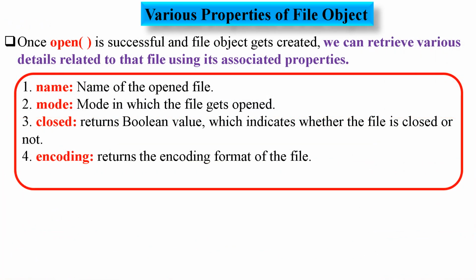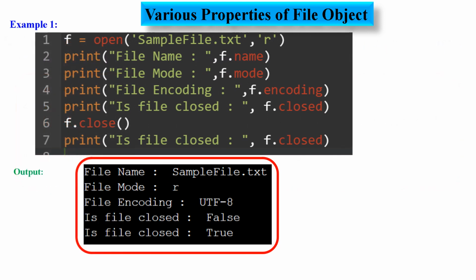Let's see the various properties of the file object. Once open is successful and the file object gets created, we can retrieve various details related to that file using its associated properties. Name: name of the opened file. Mode: mode in which the file gets opened. Closed: returns a Boolean value, which indicates whether the file is closed or not. Encoding: returns the encoding format of the file. The various properties of the file object are seen in this example. You can check this one by one.